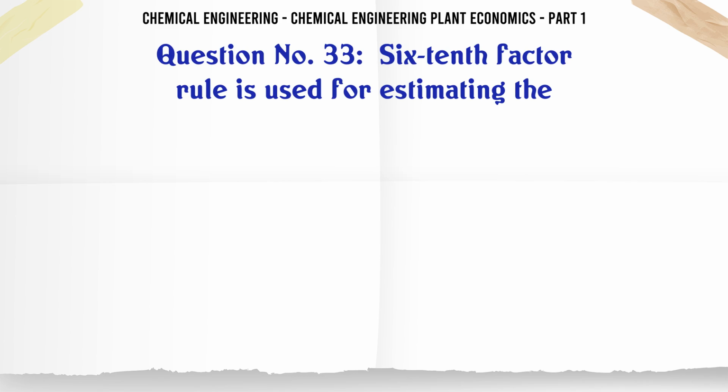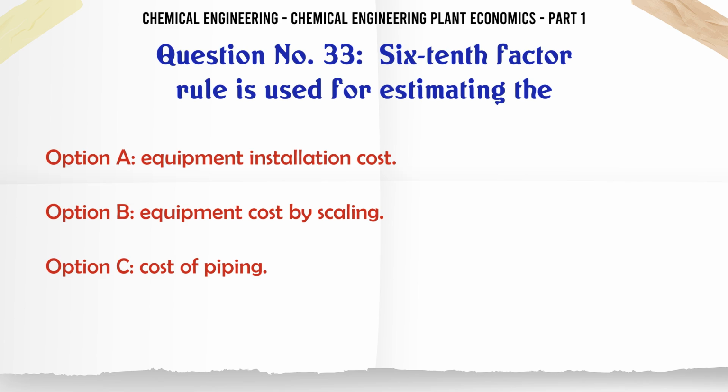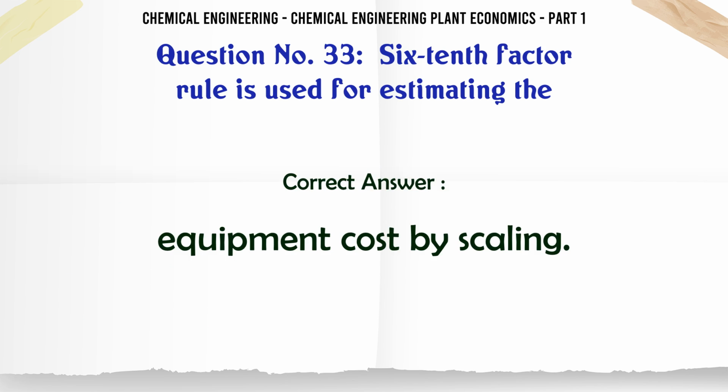Sixth-tenth factor rule is used for estimating the A. Equipment installation cost, B. Equipment cost by scaling, C. Cost of piping, D. Utilities cost. The correct answer is equipment cost by scaling.